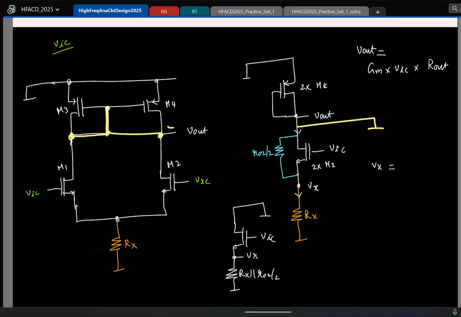Okay. So now tell me, I am applying the input at the gate, tapping the output from the source, and at the source I have some resistance, this Rx parallel R02 by 2. So what is Vx now? GM times that resistance by 1 plus GM times this. So Vx is this factor times Vi.